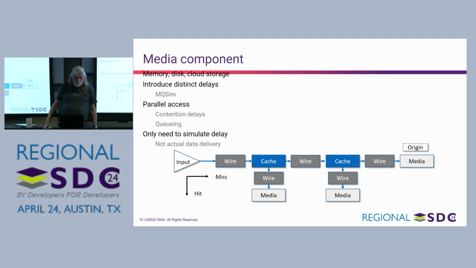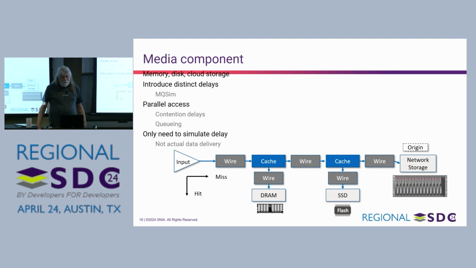So parallel access, contention, or queuing on any one of these devices is simulated as well. One of the nice things about the simulation is these media devices don't actually need to store anything. All we need to do is say whether the data we're interested in is there or not, and simulate the delay in getting the response back, because we don't really care what the response is. We just want to know the delay. So in this case, we could have DRAM here, an SSD here, and a network storage box or cloud storage in this example.